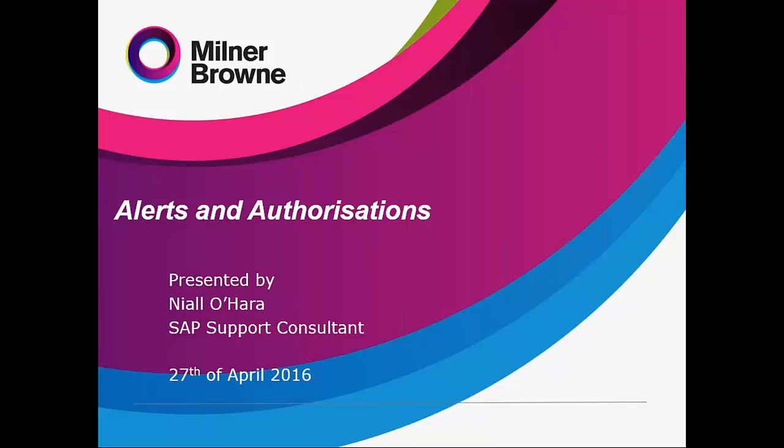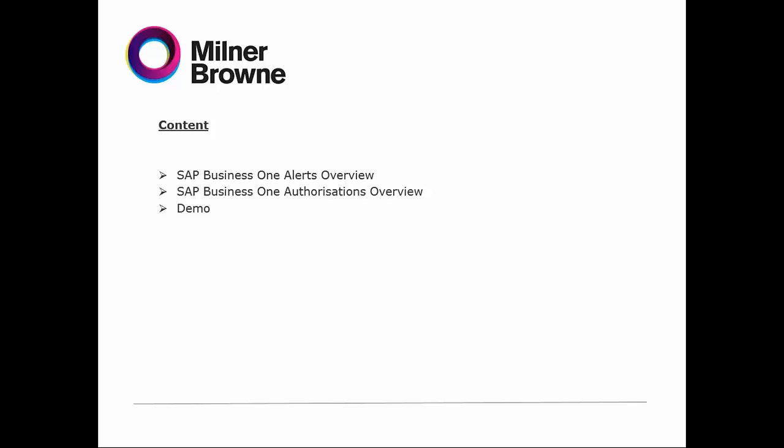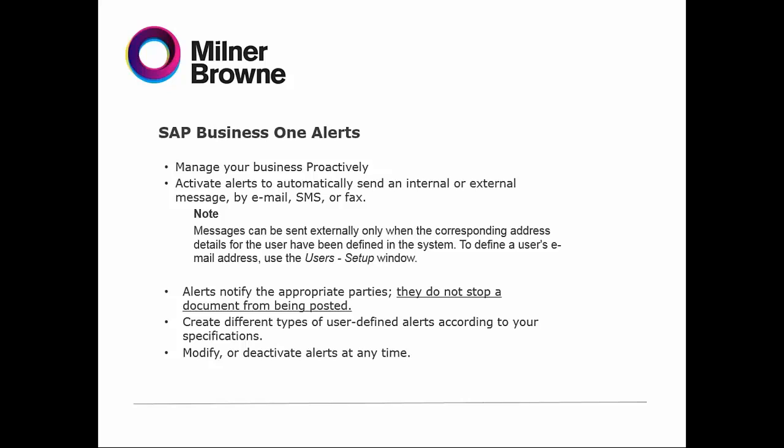Today we are going to look at SAP Business One, alerts and authorizations. In SAP there are two types of alerts. We have predefined and we have user-defined. In our demo today we will look at one example of each. Alerts can be used to manage your business proactively instead of reactively. You can activate alerts to automatically send an internal or external message by email, SMS or fax.